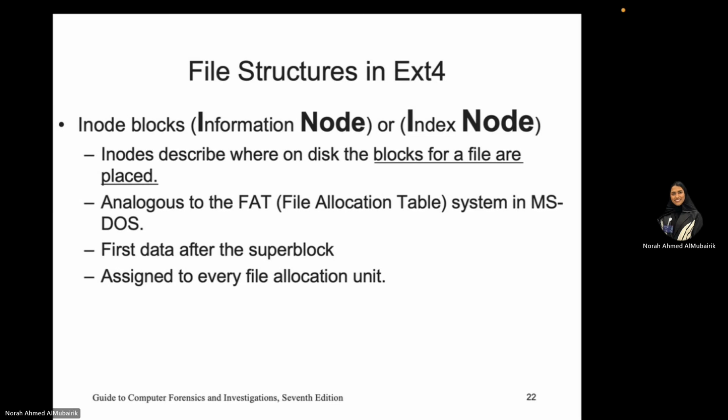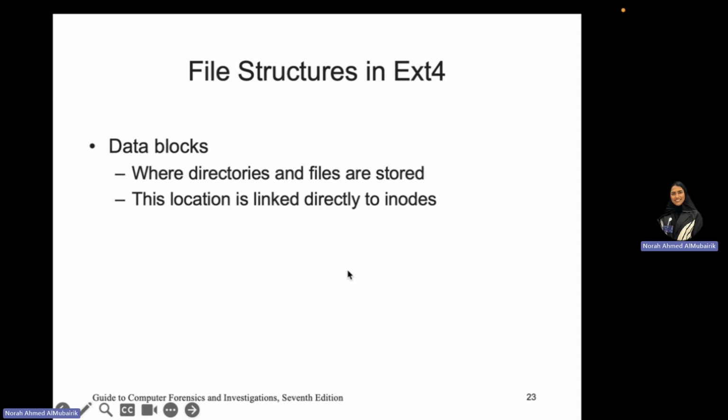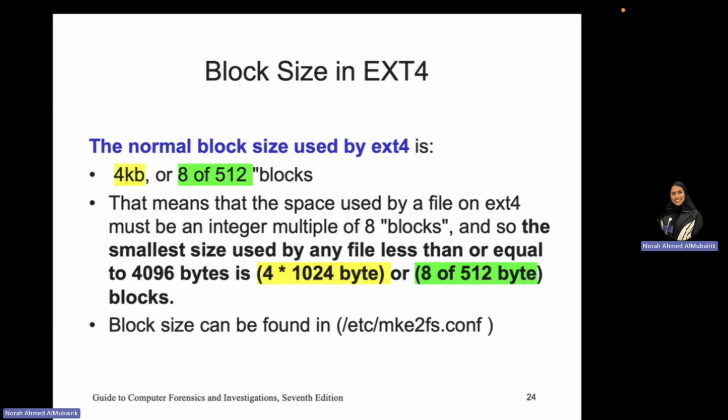So I can say that an inode is assigned to every file allocation unit. What's the data block? The data block is the actual data, where the directories and the files are stored, and the location is linked directly to the inode. So the actual data, we will see it in the data block.